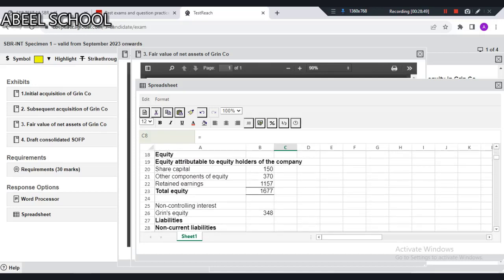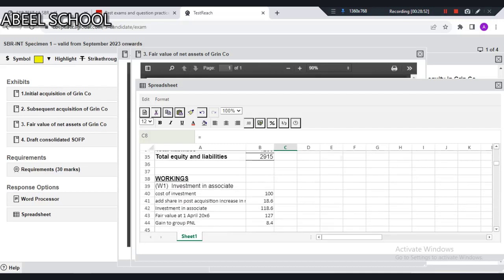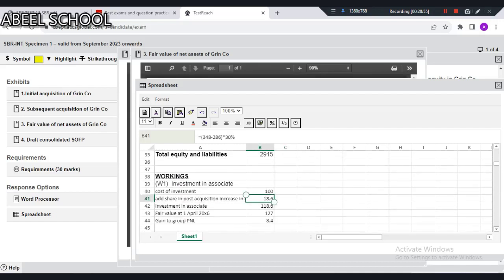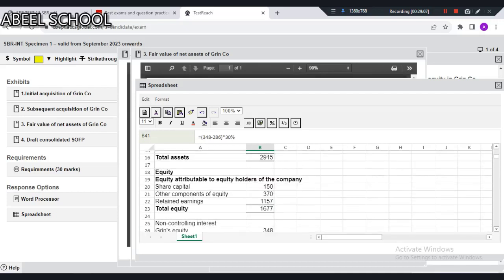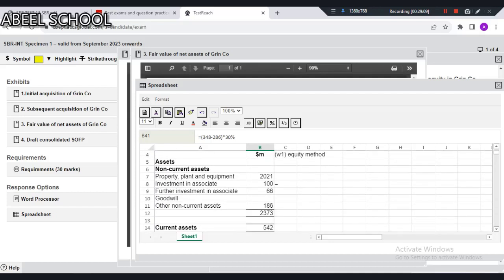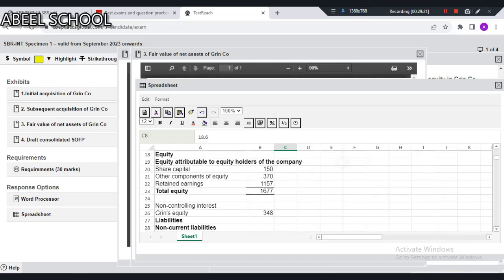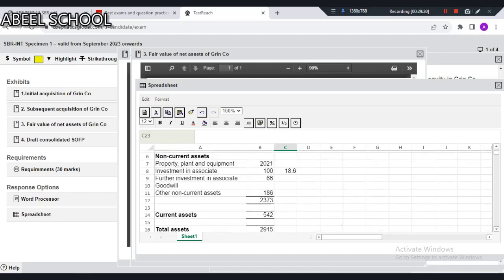If I try to use the link, if possible, it is here. No, the link will not work. So you have to just write. So it will be increased by 18.6 million. Not only investment in associate, basically your group retained earning will also increase. Your group retained earning will also increase by 18.6 million. This is our first adjustment.